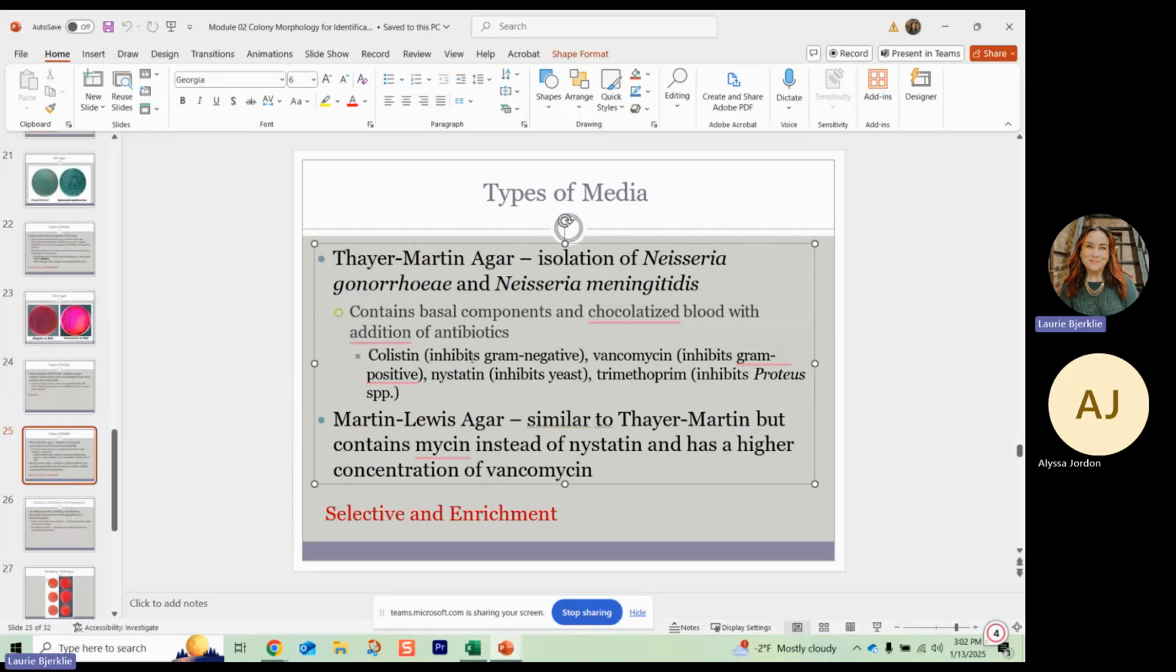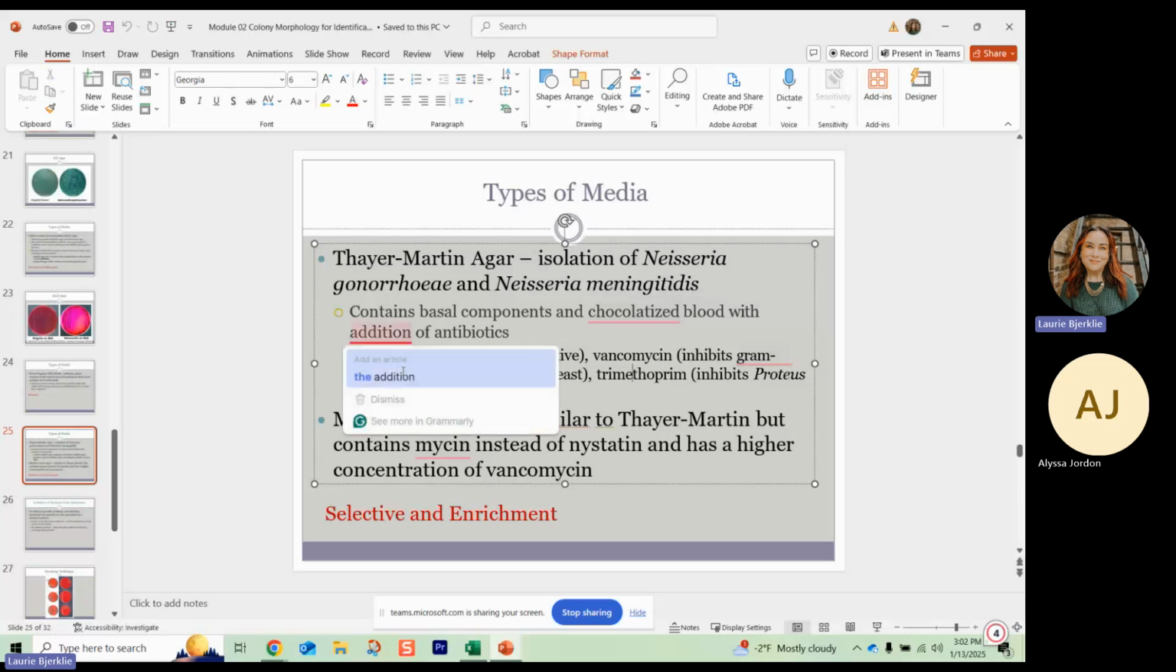They add in colistin to inhibit any other gram-negatives from growing, so no gram-negative rods or anything like that grow. They add in vancomycin, which inhibits gram-positive bacteria from growing. They add in nystatin into Thayer Martin to inhibit yeast from growing, and then they add in trimethoprim to really inhibit Proteus. You will learn more about Proteus in Micro 2. Proteus is just a gram-negative that really swarms and can take over a plate, and we don't want that. So that will help inhibit Proteus from growing. So four different antibiotics added into the plate to ensure that only the Neisseria comes through and grows.